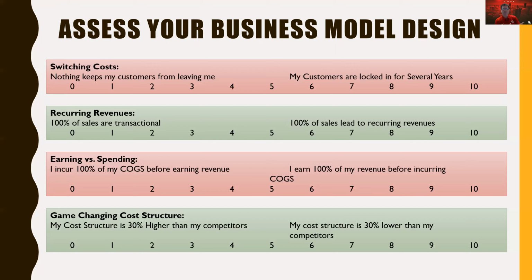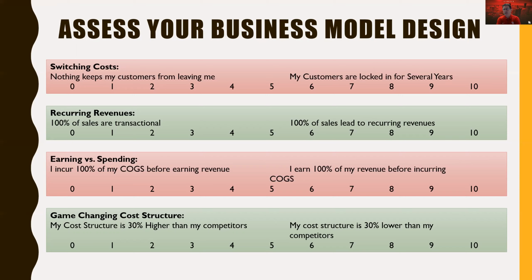Recurring revenues, are all of my sales transactional, meaning I sell it once and the next time you buy it, I have to get it again? Or is there some sort of recurring revenue? Netflix, recurring revenues. Transactional, I need to go buy a pencil. That's a transactional thing. Earning versus spending, do I get 100% of my cost of goods sold before I earn revenue? Or can I get 100% of my revenue before incurring cost of goods sold?